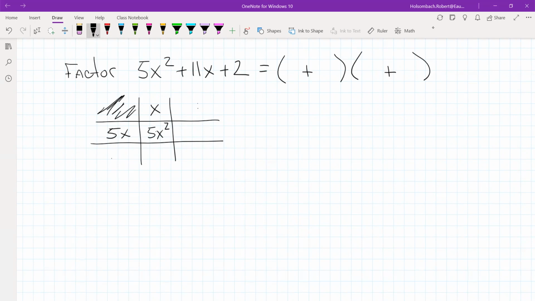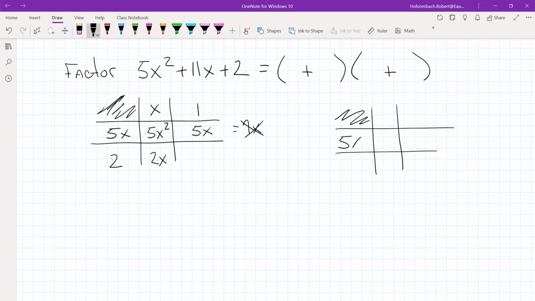So look, if I put the 1 here and the 2 here, 2 times x is 2x. 1 times 5x is 5x. Does that work? No, my 2x plus my 5x is 7x. So this doesn't work. All right? So we're going to switch the 1 and the 2.